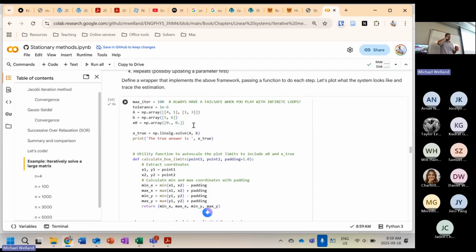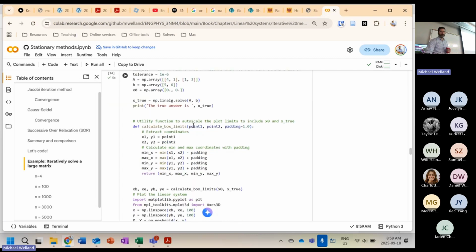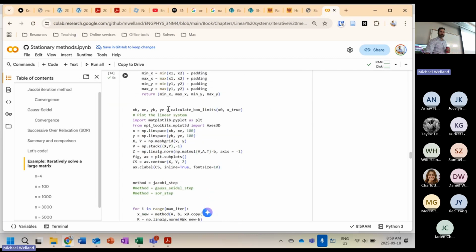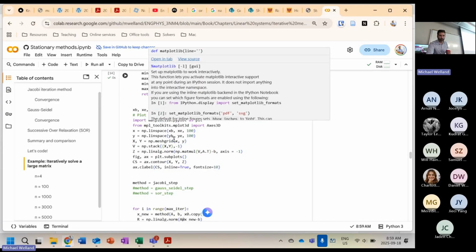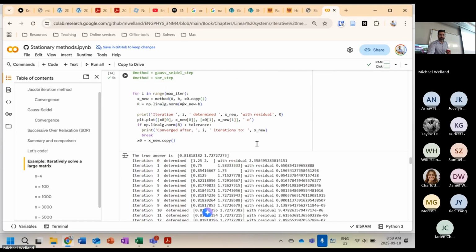All this is in the notes. If you go to the rocket ship icon, I do need to skim this part because we're out of time a little bit. But you can run it for yourself, right? This is just calculating that. We're plotting. Here we're actually doing the plot.